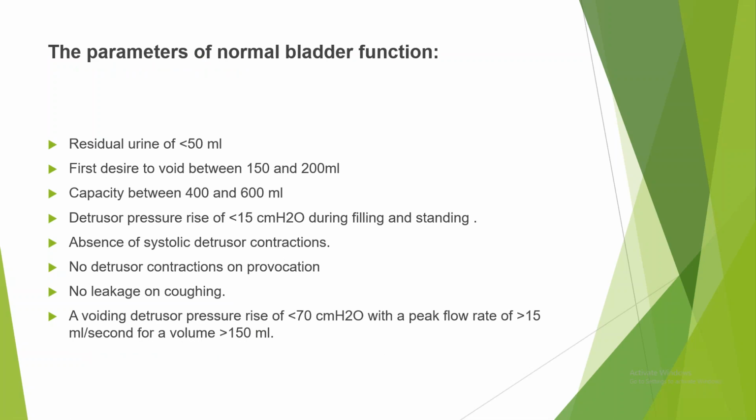Now what are the normal values of all these things? Residual urine less than 50. As I told you, there is no common consensus for this PVR, but it should be less than 50 ml. Then first desire to void is between 150 to 200. Bladder capacity, that is strong desire to void, is between 400 to 600 ml. Detrusor pressure should not rise more than 15 during filling. So detrusor pressure during filling cystometry should be less than 15. Remember this well.